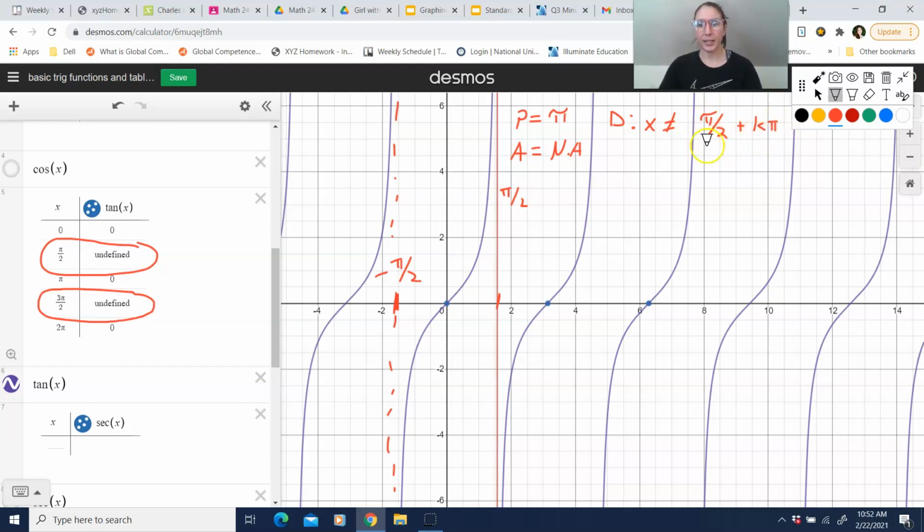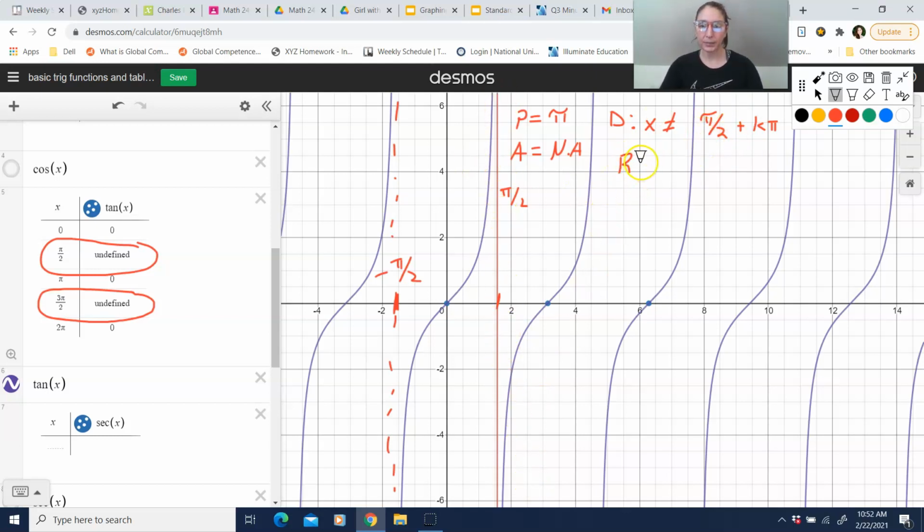In other words, anytime pi over 2 is added with another multiple of pi. So plus pi would be 3 pi over 2. Plus 2 pi would be 5 pi over 2. Plus 3 pi would be 7 pi over 2, and so on. Every one of these multiples of pi over 2, we got a problem. So domain is everybody except for these guys, right? Because these are where our asymptotes come in.